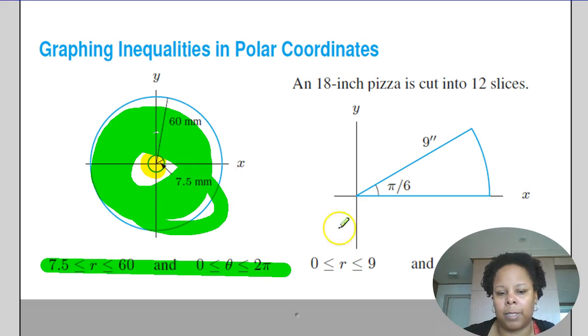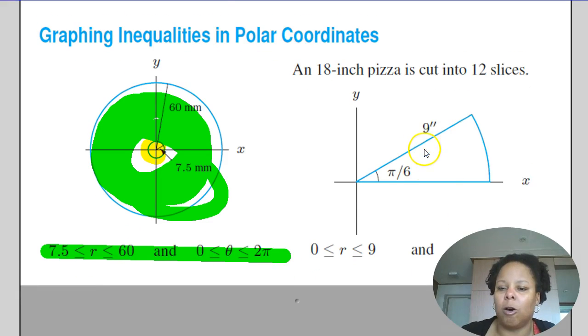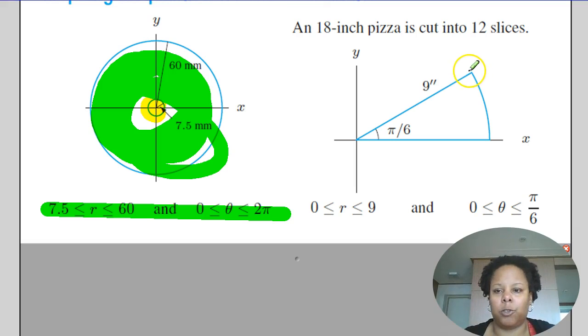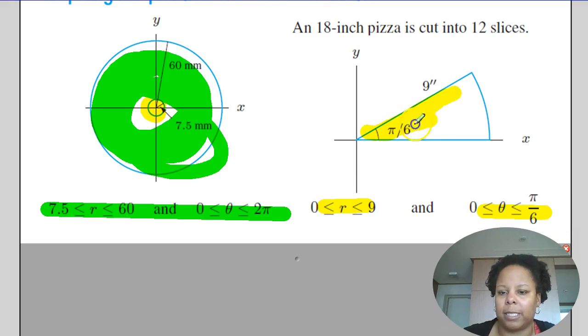So any combination of points that fit these polar coordinates, where r is between 7.5 and 60, works. Over here with the 18-inch pizza, the radius of the pizza is 9 inches. If I cut the pizza into 12 slices, then 2 pi divided by 12 is pi over 6. So the radius can be any value between 0 and 9, and theta has to be any value between 0 and pi over 6. And then you'll get this interior.